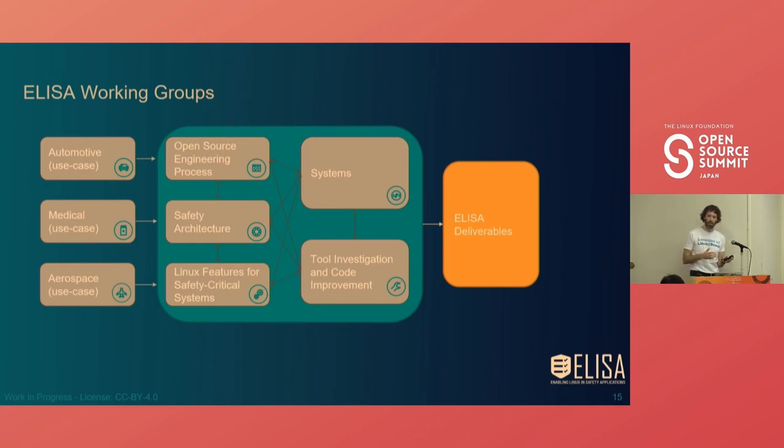Tools investigation and code improvement, they started hosting our server where CI runs. They host tools like CodeChecker, Syscaller, and so on. And all these things then get documented either as source code deliverable in GitHub, or we do certain blog posts to promote the work. We write white papers, put things on the Google Drive, which is all publicly available and linked from the different work groups. And by this, we come into ELISA deliverables.